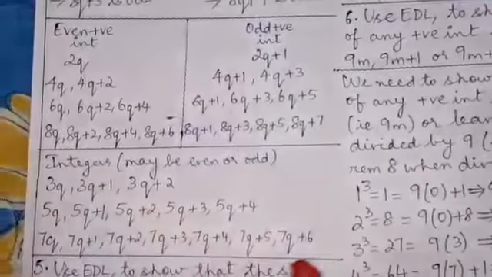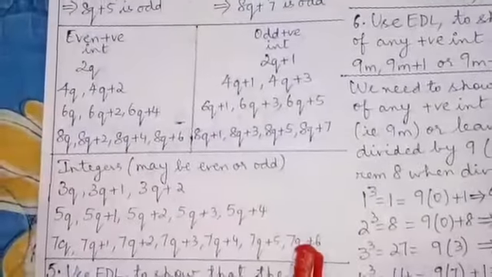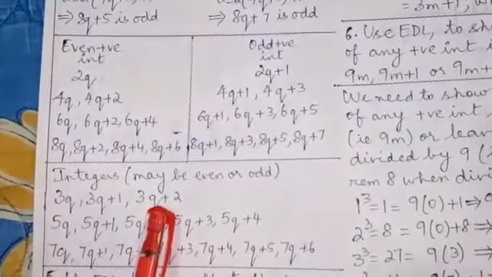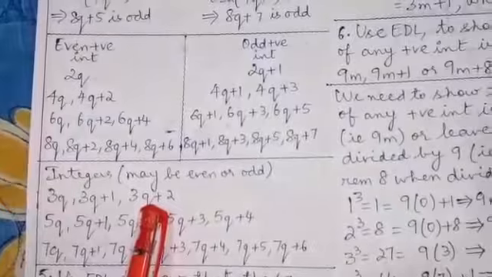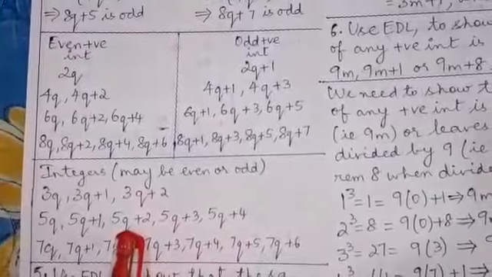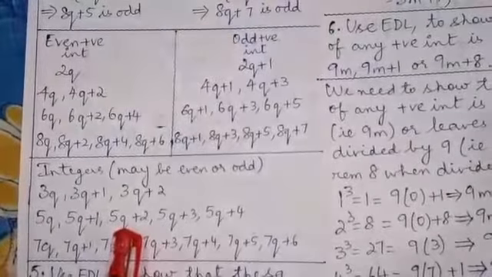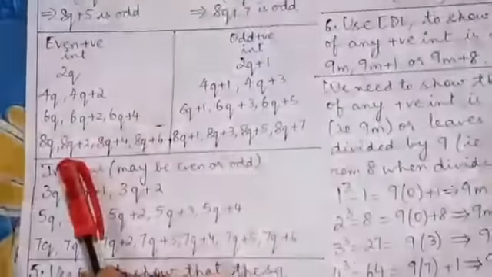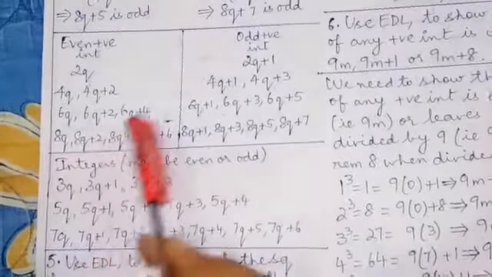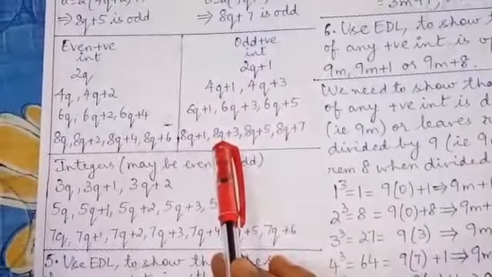So the expressions which we see here represent positive integers, but they may be even or odd. Now 3q plus 2 represents a positive integer which may be even or odd. Now anything here, 5q plus 2, represents a positive integer which may be even or odd. But what about the expressions here? They represent positive integers which are always even. And what about the expressions here? They represent positive integers which are always odd.